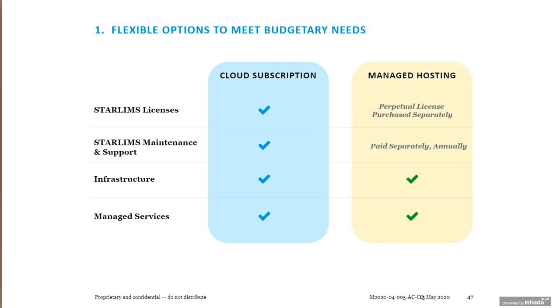But there are other customers that do have capital funding available, but they want to be able to operationalize or put the management of the infrastructure as well as a monthly infrastructure cost into an operational expense budget. And that's where the managed hosting option comes in. So with managed hosting, the STARLIMS licenses is purchased as a separate capital purchase. The maintenance is handled separately as an annual payment, and the monthly fee just has infrastructure and managed services. So that will be a lower monthly fee compared to cloud subscription. So you have options depending on your budget needs. We're able to provide you with both options, cloud subscription or managed hosting, to meet your needs.